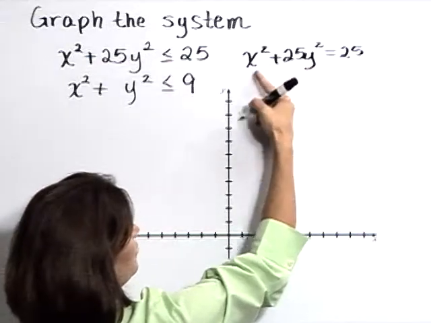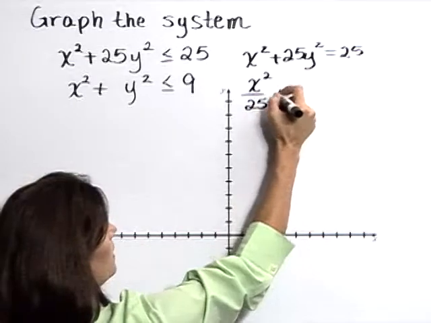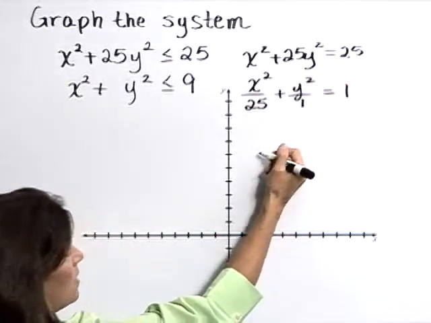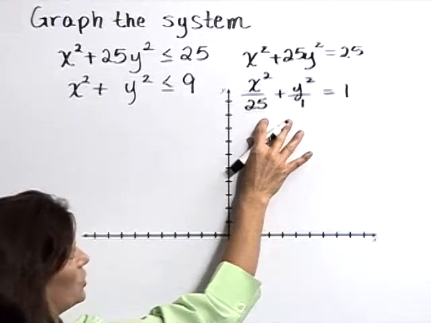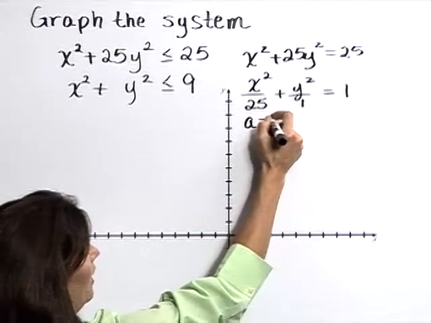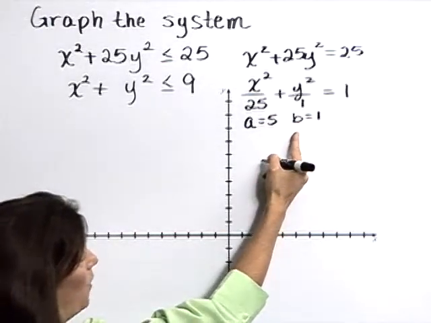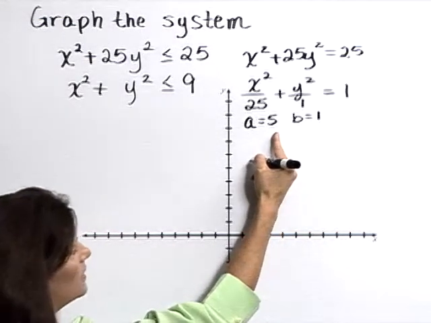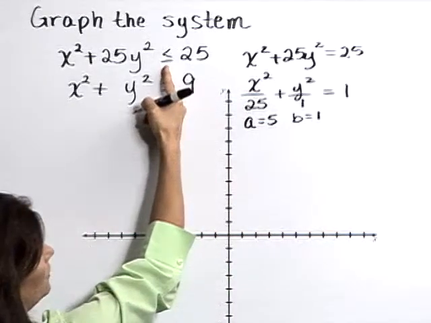Let's divide everything through by 25 so we can see this as x squared over 25 plus y squared over 1 is equal to 1. Here we have the standard formula for an ellipse that's centered at the origin. A squared is 25, so A is 5. B squared is 1, giving B is equal to 1. We're going to graph this ellipse as a solid line ellipse because of the equal to part in this inequality.